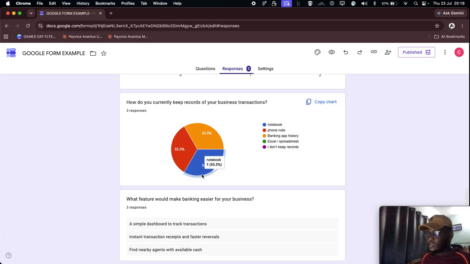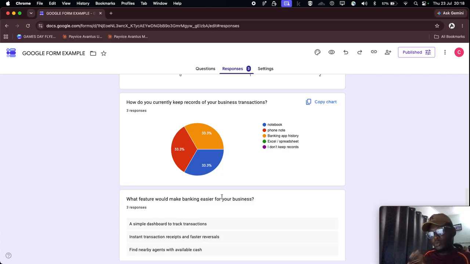So it means that each and every one of these people have different ways in which they record or keep their business transactions. So now I will bear that in mind that there are several ways in which our users or our potential users actually record business transactions. Do you understand? I have to bear in mind that different users have different ways.